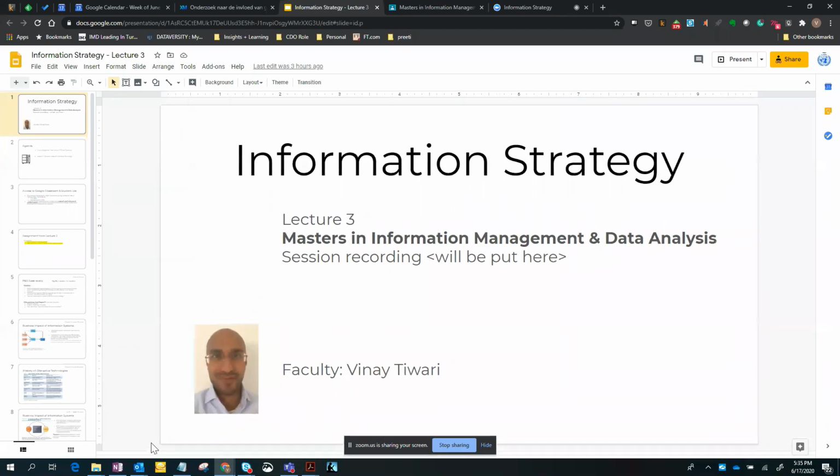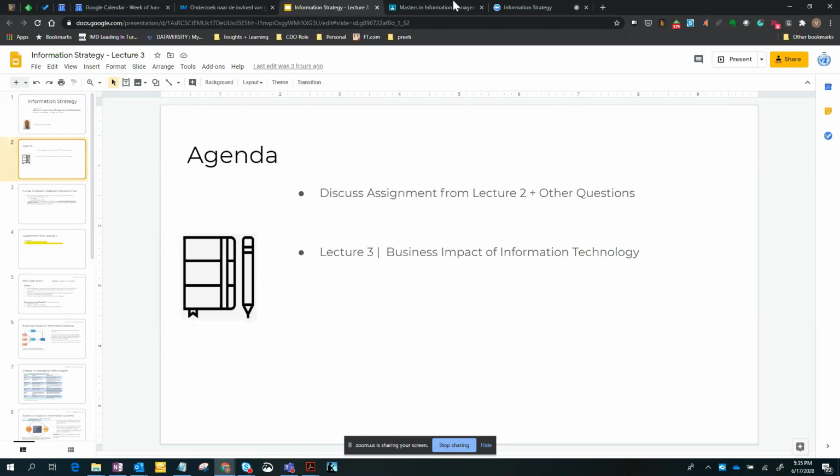And we will talk about the business impact of information technology. So the last two times we talked a little bit about what information technology or an information system is. We talked a bit about a business process and where we use information systems or information technology. We talked about some of the big companies that provide software products, so SAP, Microsoft, Salesforce, etc. So we talked about those companies.